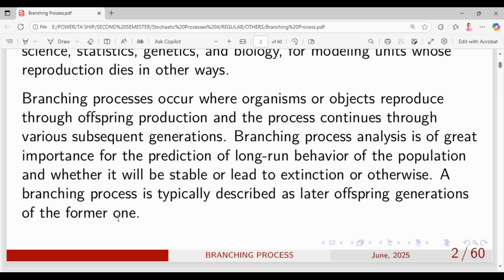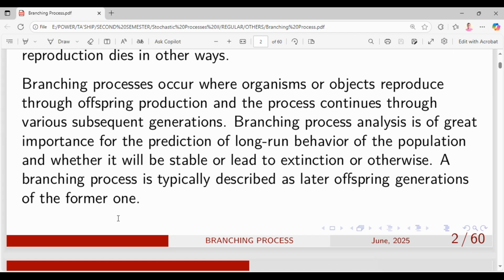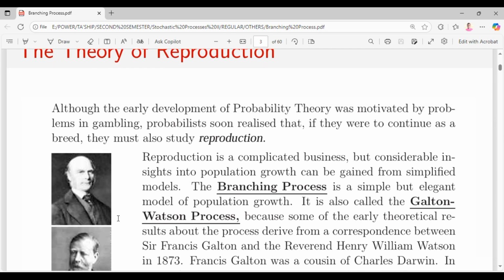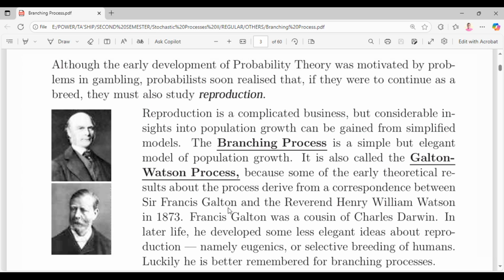From the aristocratic families, the geniuses, Einstein and those geniuses, came to see that we've been studying genetics. Charles Darwin brought about the concept of this reproduction and so forth. So how is it applied in probability theory? That was the major question that came up, and this question was posed by Galton Watson. Galton Watson was actually a half cousin of Charles Darwin. Yes, Charles Darwin's half cousin.